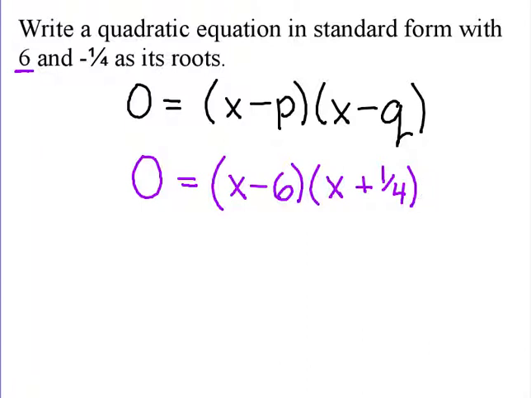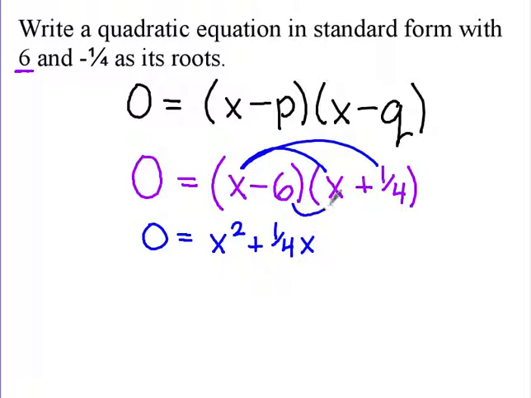Okay, now what we need to do is FOIL that out, and we need to get an equation that's not in factored form. So it needs to be like x squared plus 2x plus 3, something like that. So let's start by FOILing. What do you get when you take x times x? X squared. What do I get here? 1/4 x. Okay. What do I get here? -6x.